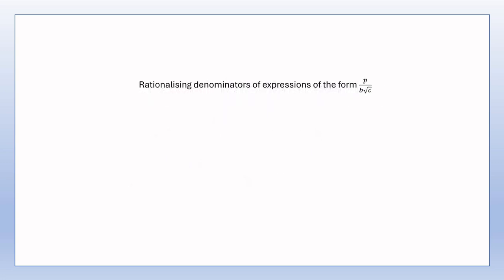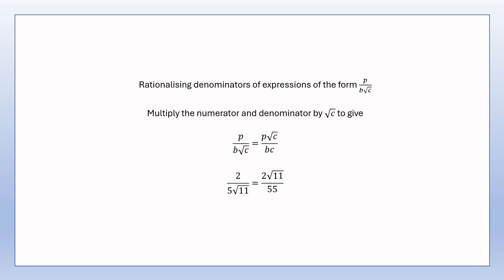So, rationalising denominators of expressions of the form p over b root c, where b is an integer and c is a non-square integer. p can be anything, but will often, but not always, be an integer. This is easy. Simply multiply the numerator and denominator by the square root of c to give p over b root c is equal to p root c over bc. And since b and c are integers, then so is their product bc, and so it's rational. For example, 2 over 5 root 11 is equal to 2 root 11 over 55.